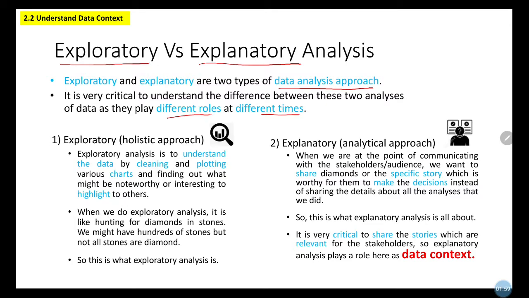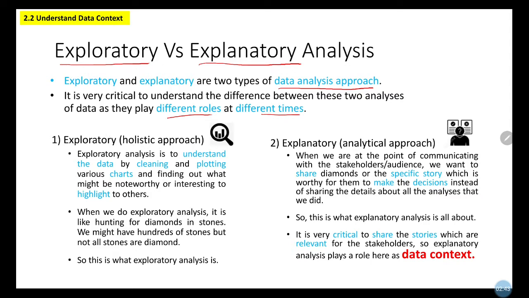When we do exploratory analysis, it is like hunting for diamonds in stones. This is an analogy for you to understand the concept of exploratory. We might have hundreds of stones, but not all stones are diamonds. So we are studying the subject in a holistic way, in a bigger picture. That is what is meant by holistic.